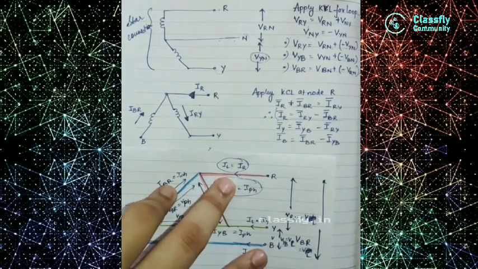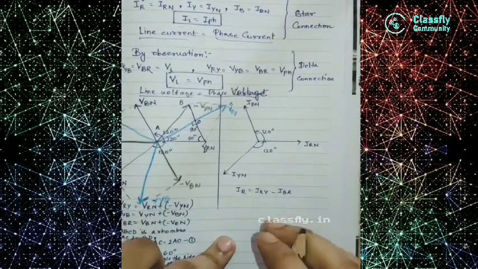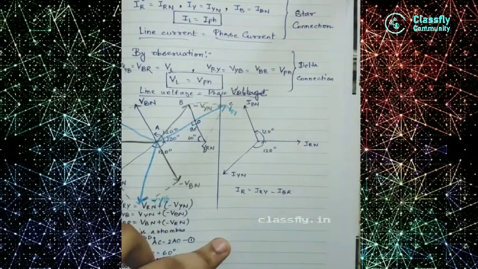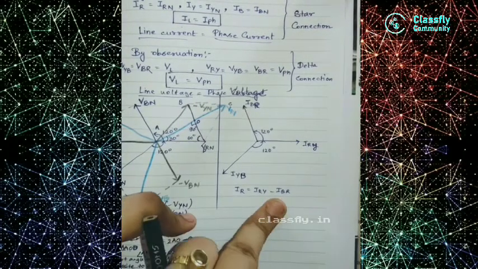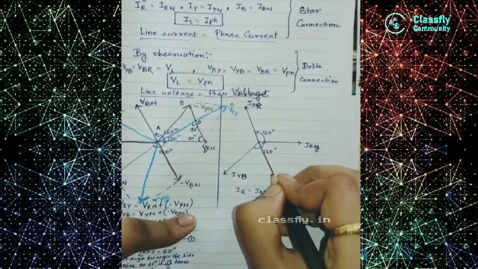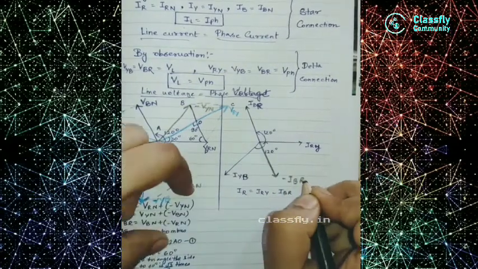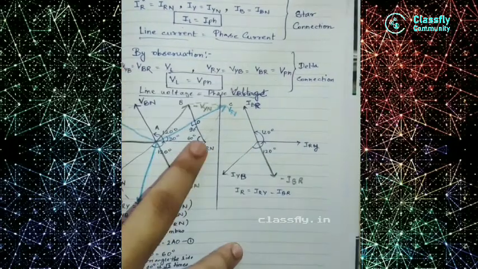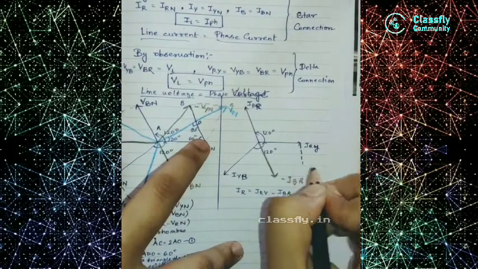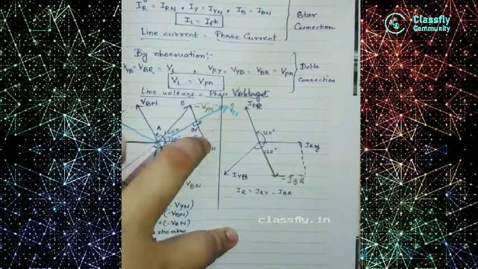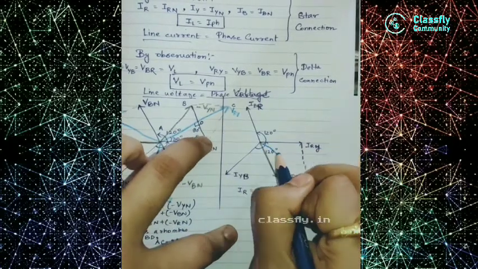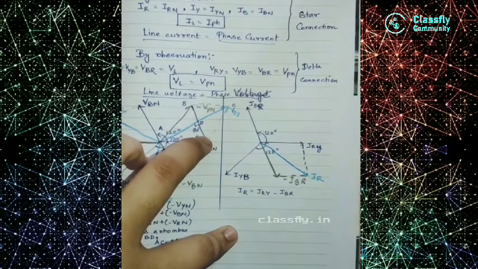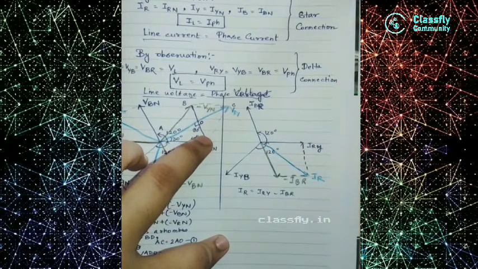Okay, now let's move on to the phasor diagram: IR equal to IRY minus IBR. We will see where our minus IBR will be. It will be on this side, minus IBR, and we need to do IR equal to IRY minus IBR. Now we will do the resultant of them. This is 1 and this will be 1, and wherever they meet, that point will be the IR. Similarly we will find it for the others also.